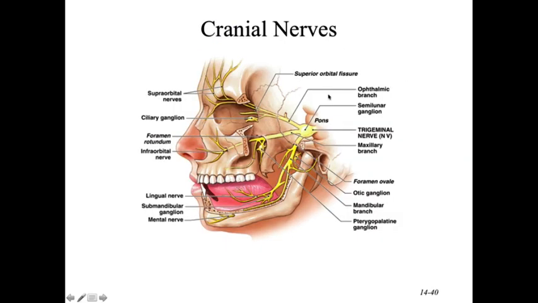Okay, really good look at the trigeminal nerve here. Again, you can see we have V1, the ophthalmic branch. We could see V2, the maxillary branch, and then V3, the mandibular branch.